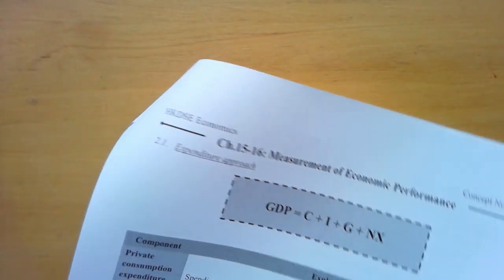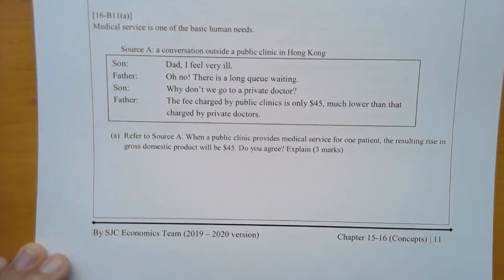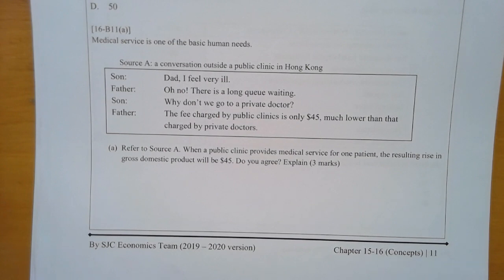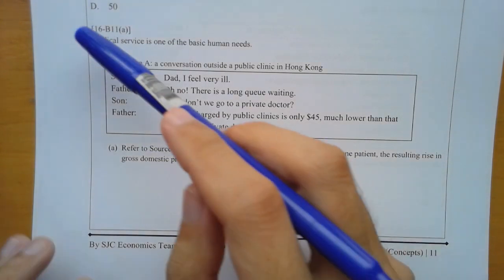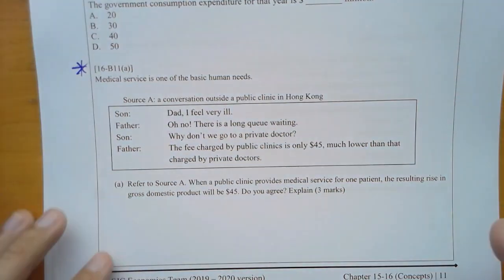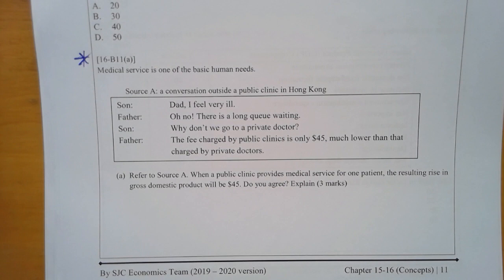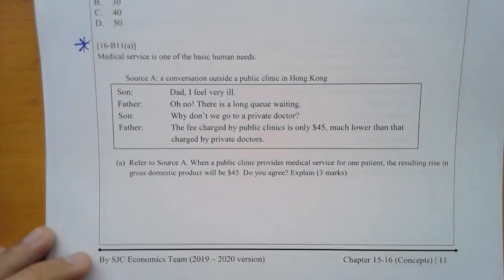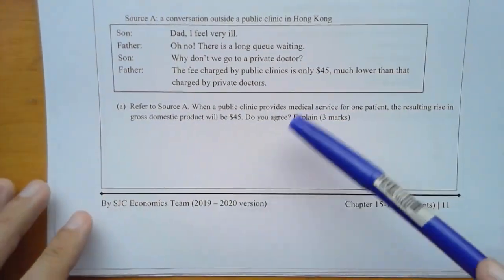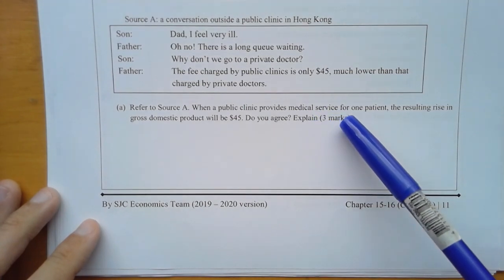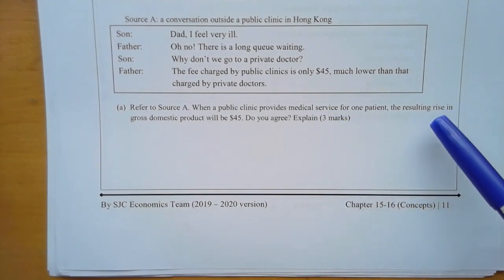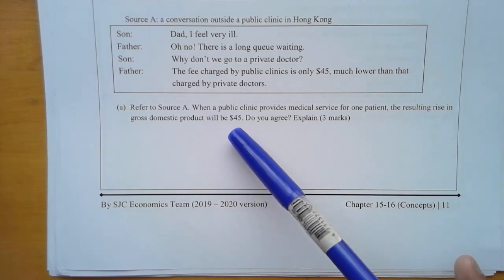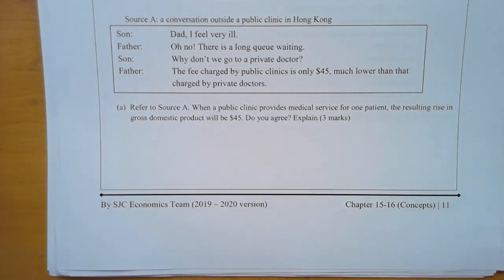Now, in fact, before we look at the expenditure approach, it will be a good idea to immediately look at one question regarding the concept we just have now, right? Market price, factor cost. Now here, 2016, a very important question again. Another very important question. Now here, let's see. Look at the question first. The question asks, when a public clinic provides medical service for one patient, the resulting GDP would rise by $45.